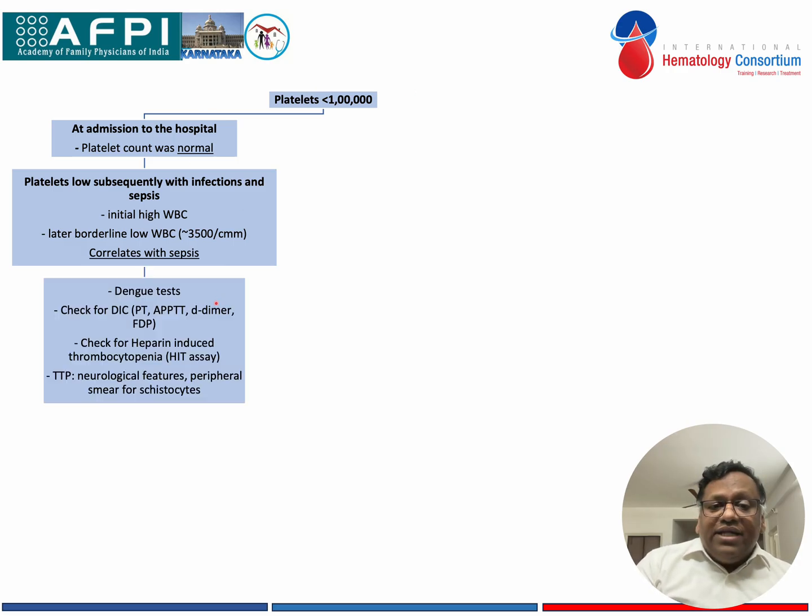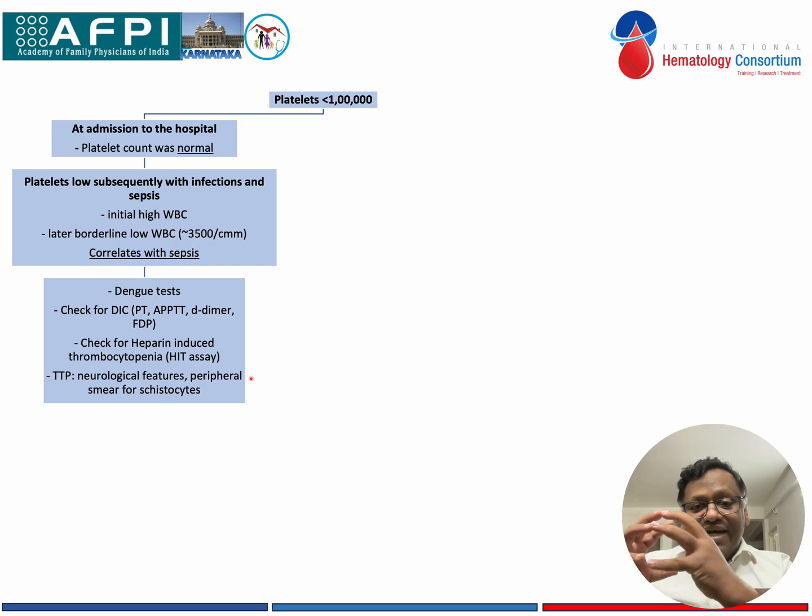I will also do dengue test. If I suspect DIC, I will do the usual DIC tests. Sometimes patients who are admitted later on, their platelets can go down because of a particular disease called HIT. So heparin induced thrombocytopenia. What that means is our nurses and we use heparin to flush our IV cannula. So we use heparin to flush peripheral lines, intraarterial catheters, central lines. Now this heparin can react with certain proteins, PF4, on the platelet, and that can create antibodies and lead to a drop in platelet count.